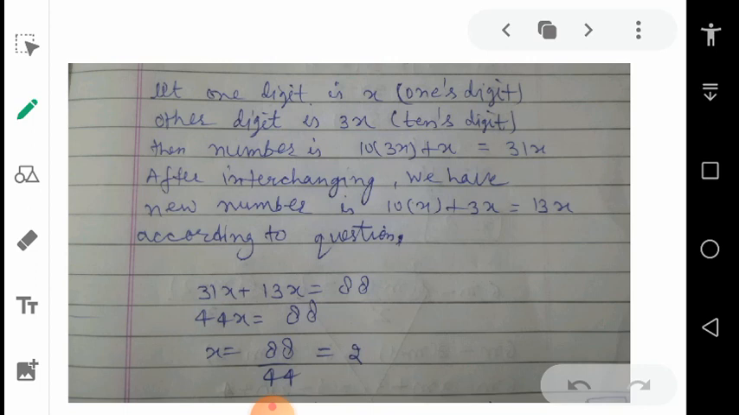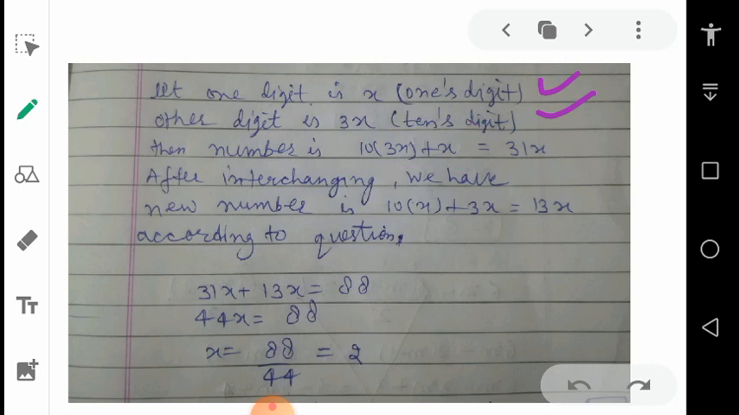Let one's digit be x, and suppose the other digit is 3x, which is the tens digit. Then the number, as I told you, can be written in expanded form this way: 10 multiplied by the tens digit plus the unit digit, so it becomes 31x after simplifying.